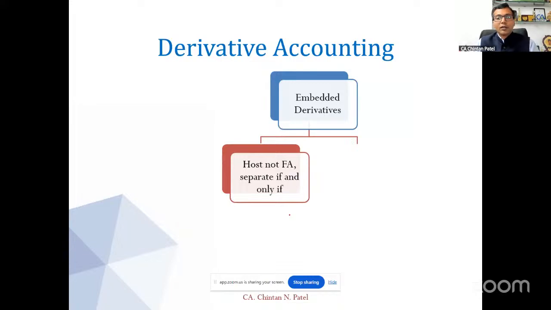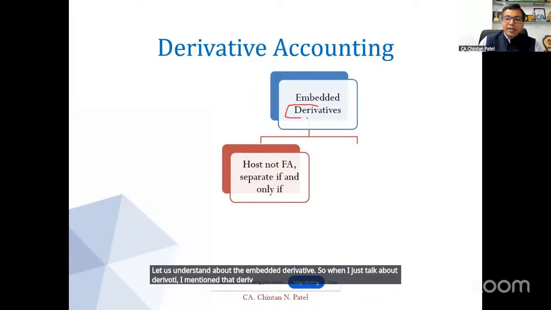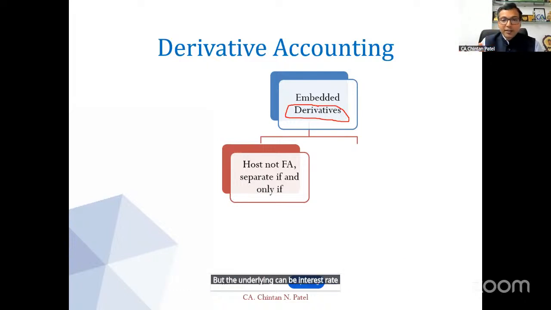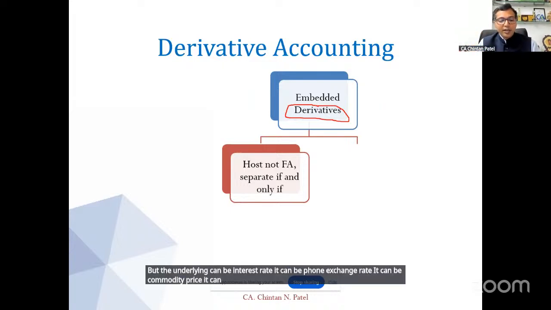Let us understand the embedded derivative. When I talk about a derivative, I mentioned that a derivative is a contract or financial instrument where the value changes based on the value of another underlying. Now the underlying can be an interest rate, a foreign exchange rate, a commodity price, an index of prices, a credit rating or other variables. So derivatives can have underlyings from different variations.